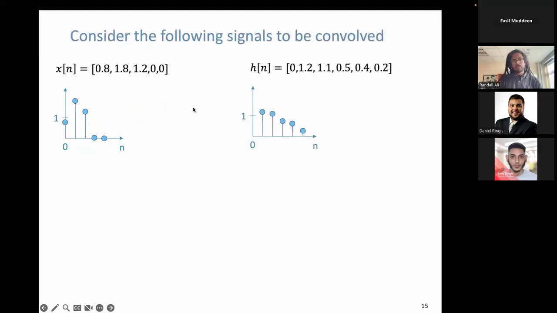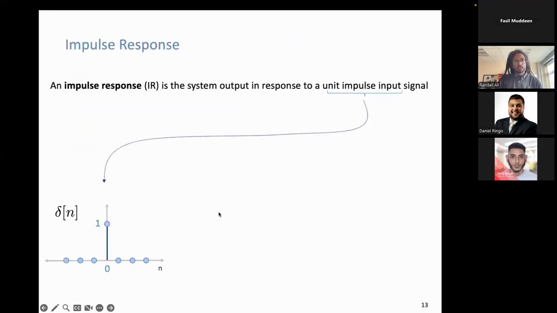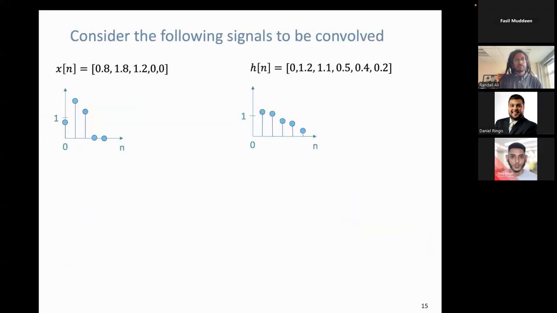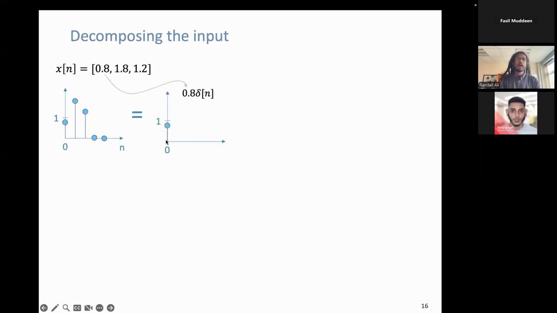And remember what our definition for delta n was. Delta n only had a value of 1 if n is equal to 0, and 0 elsewhere. So I can perfectly represent that first sample of my input signal as just a scaled delta function. It's simply 0.8 times delta n.